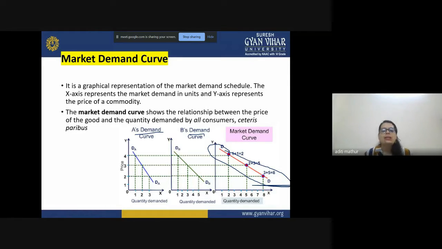The x-axis represents the market demand in units, whereas your y-axis represents the prices of the commodity. The market demand curve shows the relationship between the price of the goods and the quantity demanded by all the customers. And always remember, we are always following the ceteris paribus concept, right?